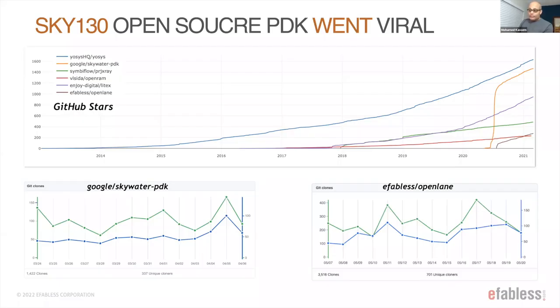The PDK, when it was released, just to give you an idea what happened, went viral by the definition of viral. In this picture, we're showing projects that have been in the works for multiple years. And in the orange on the right-hand side, this is the star rating of the PDK on GitHub. Also, if you look at the download structure here, it was downloaded 1,400 times in 2 weeks, with a unique cloner score of 150 times a week. This is something that never happens in a foundry.